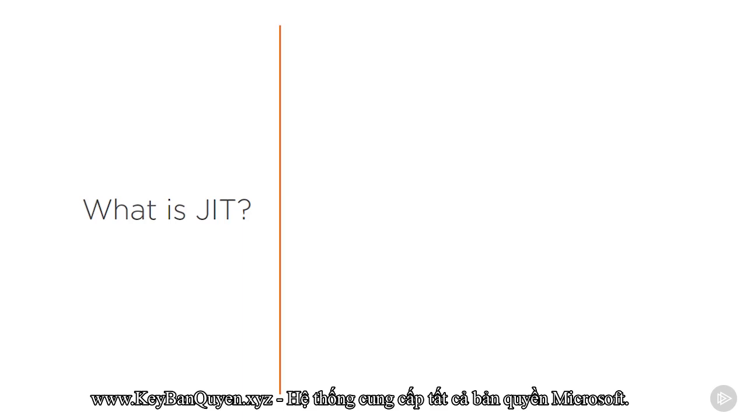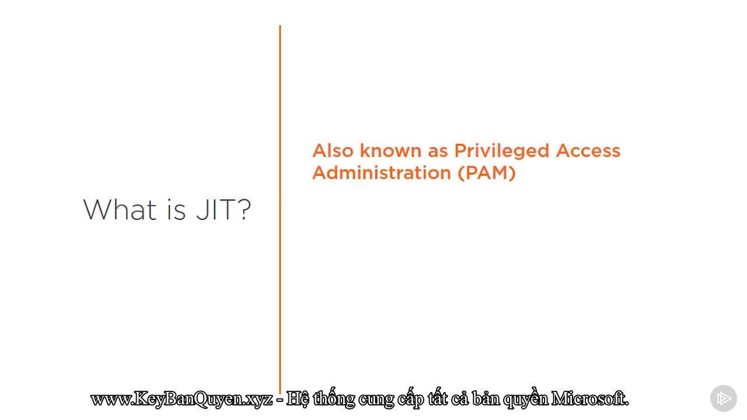Just-in-time administration is a way we can secure our identity using a virtual machine or server. So what is just-in-time administration? Just-in-time administration is also known as privileged access administration. So you might see that on some certification tests, and other tests you'll see it as JIT.